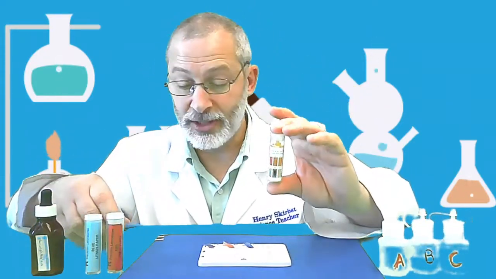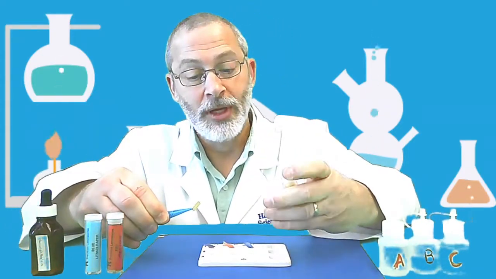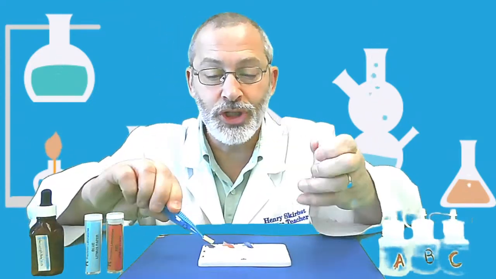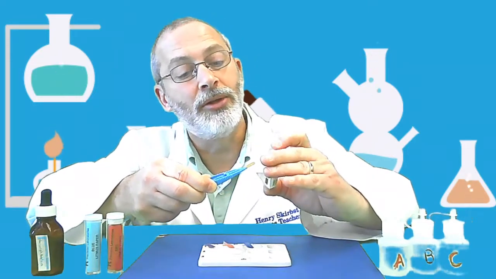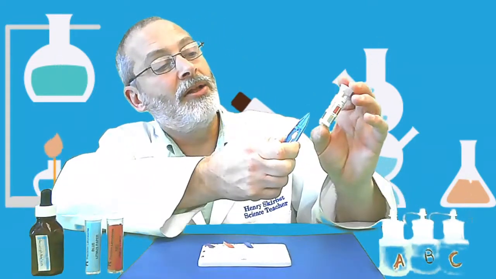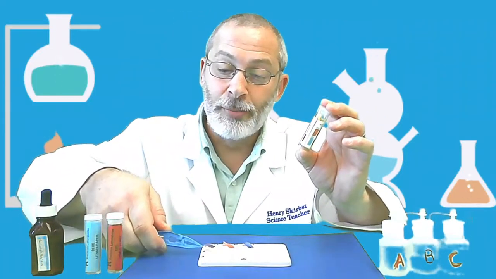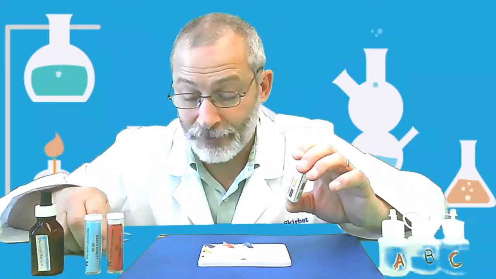So I'm going to hold the container with one hand, and we're going to go to solution A. Solution A, I'm dipping it in, kind of stays a neutral color, and it looks like that color matches up with the number 7. So the pH of solution A is 7.